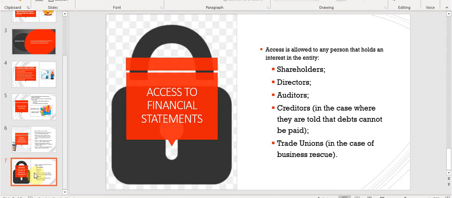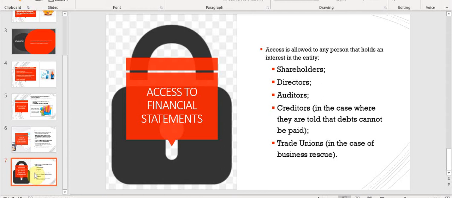Obviously, if it's a public company, it needs to be published publicly, so that's not a problem. But in terms of a private company, it states that the creditors can see the financial statements, but only where they are told that you cannot pay the debt to them. So if you are, for example, being liquidated or your business is in business rescue, then creditors can ask to see the financial statements of the company.